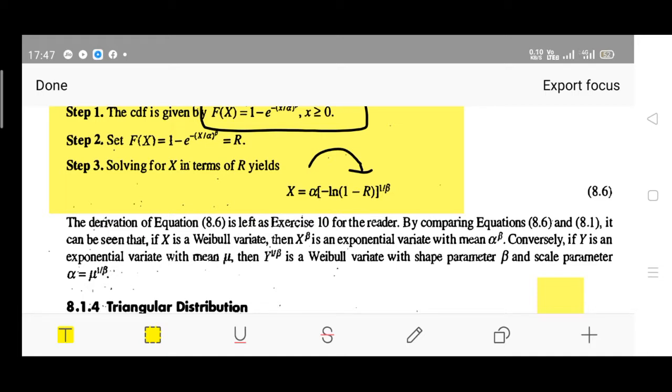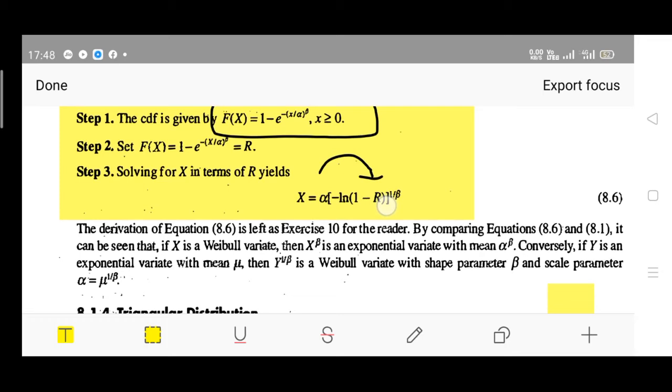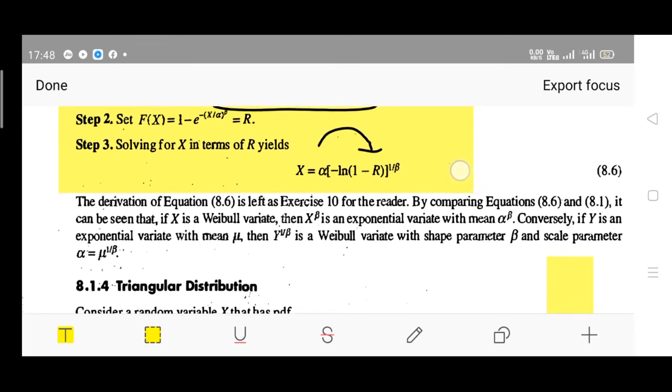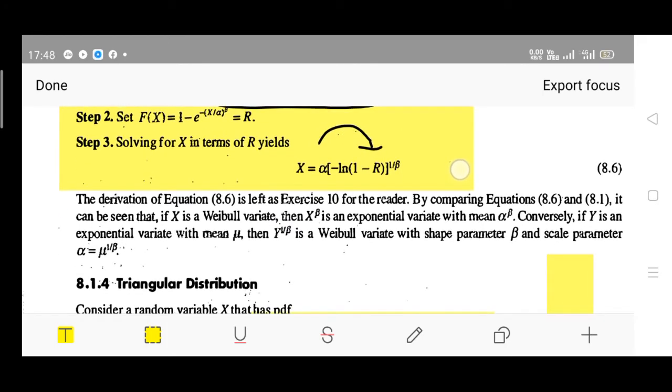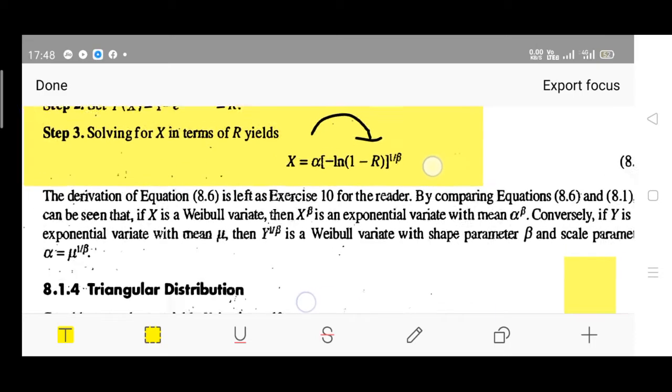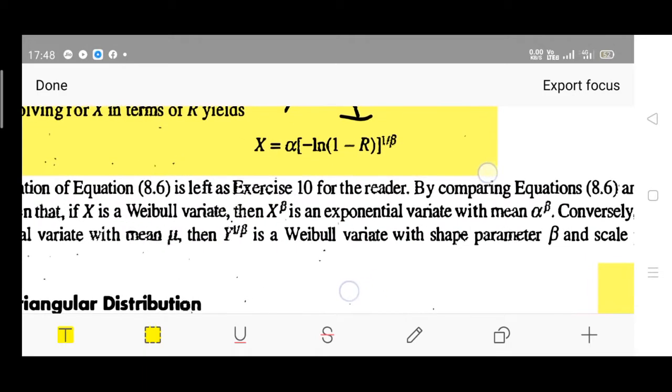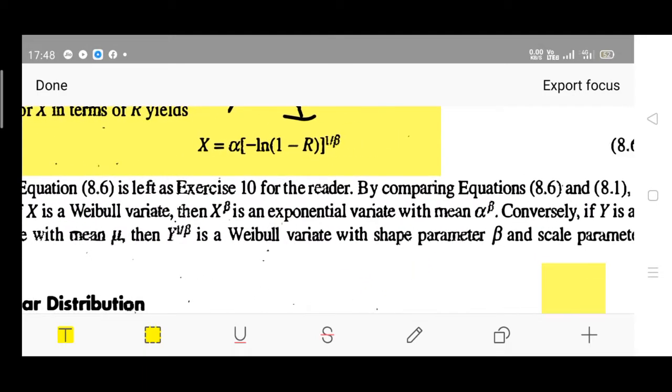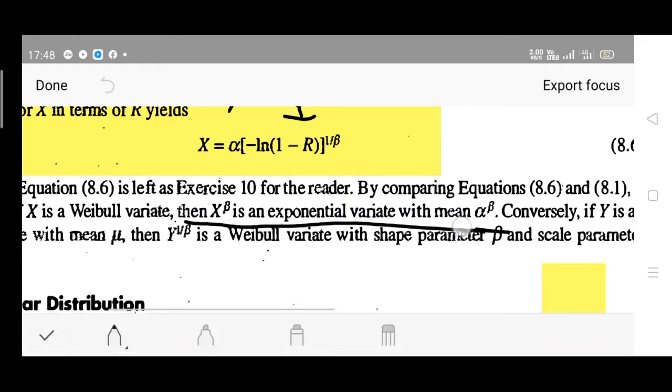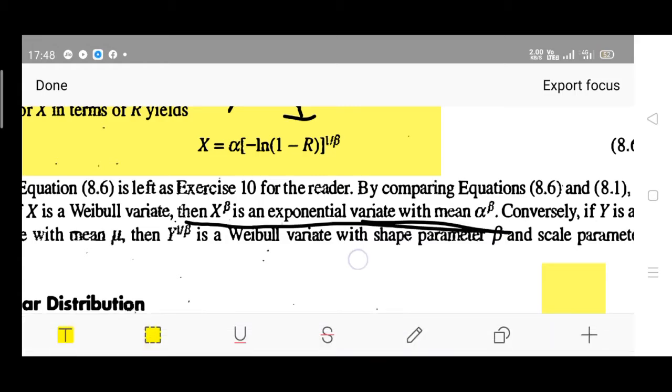We are speaking about the random variates for the different types of distribution, here the Weibull distribution, and the expression we get is x equals alpha times (minus ln of (1 minus r)) to the power 1 by beta. The scale and shape parameters are alpha and beta. X is called the Weibull variate, then x to the power beta is an exponential variate with mean value alpha to the power beta. Please go through the meaning of these statements.